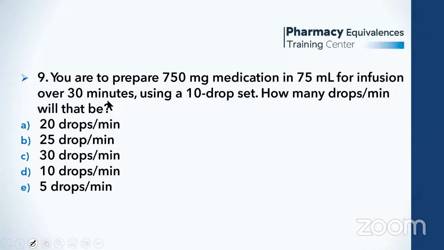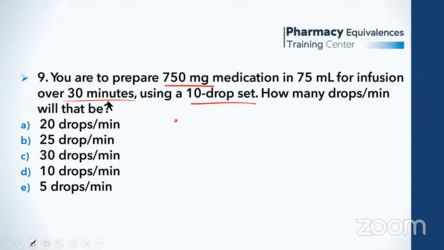The next calculation problem. You are to prepare 750 milligrams medication in 75 milliliter of infusion over 30 minutes. This infusion will be injected over the 30 minutes using a dropper. This dropper is a 10 drop set. What is the meaning of 10 drop sets?